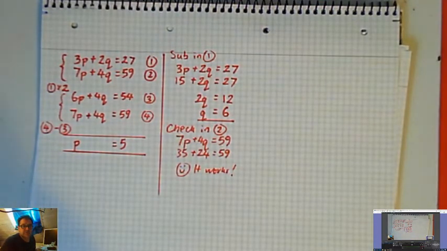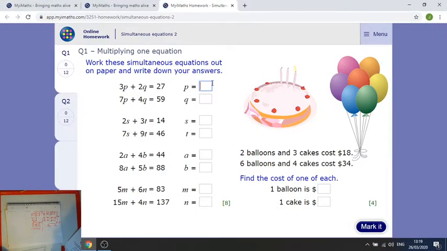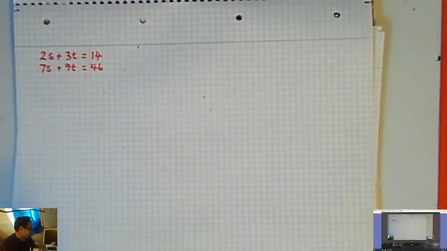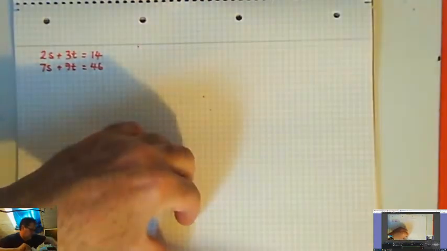So I'm going to go over to the iMaths now and just fill that in. So P equals 5 and Q equals 6. And then the next question is 2s plus 3t equals 14, 7s plus 9t equals 46. So I've already managed to write that down on my pad. So let me just flick to the pad again. There it is. Just going to put a sheet under there so that my pen doesn't go through the page.